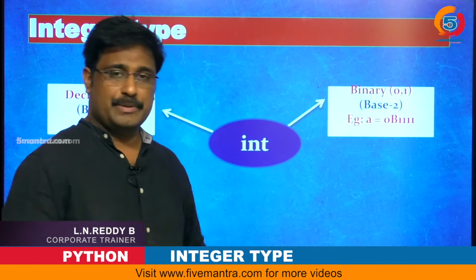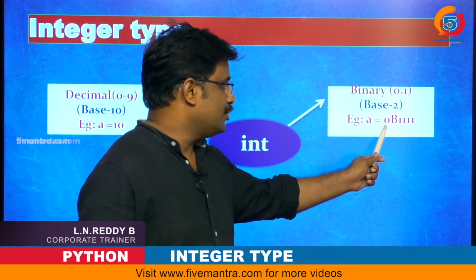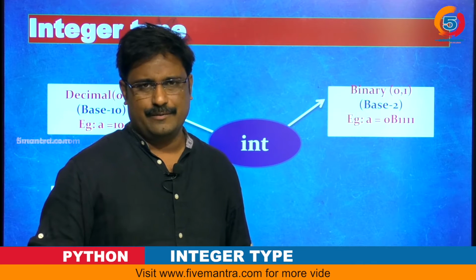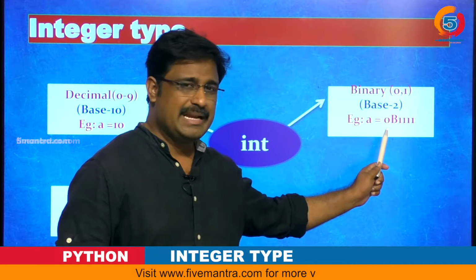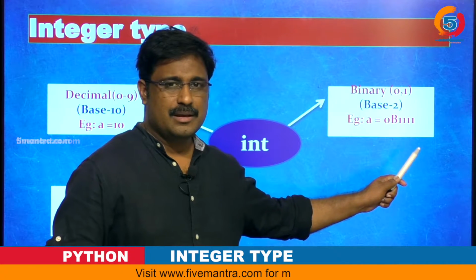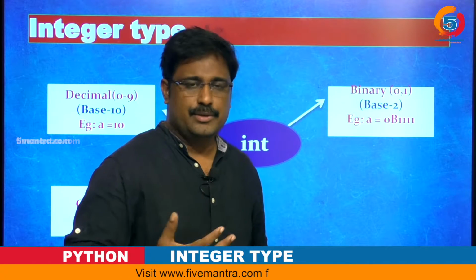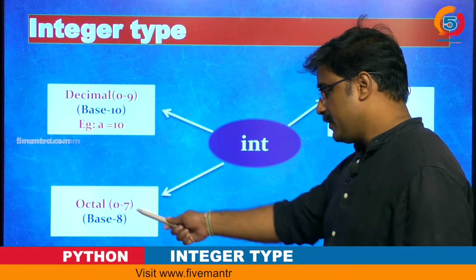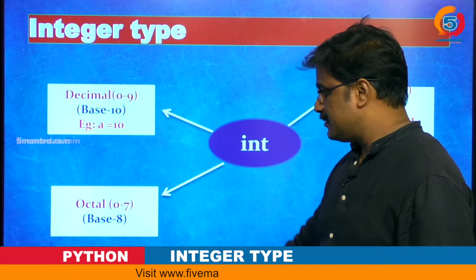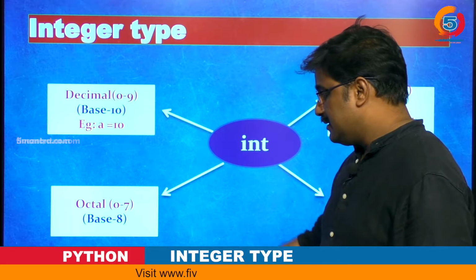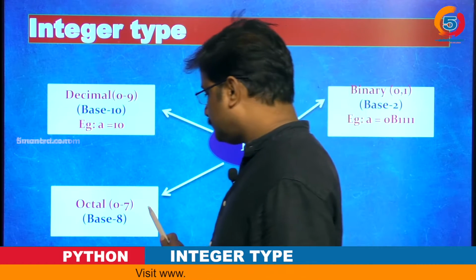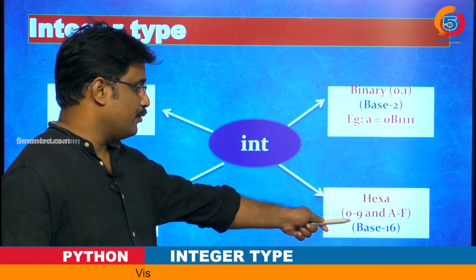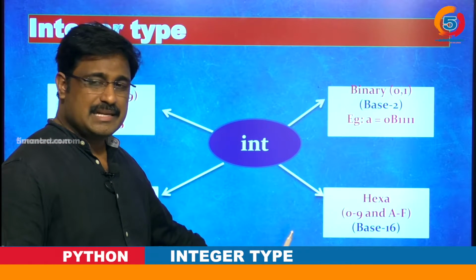Next, how to represent the binary number system: 0b1111. 0 or 1 we have to use whenever you want to represent a binary number, and 0b is the prefix. Next, another number system we have is octal, which uses 0 to 7, the base is 8, and it is represented with a prefix. In the same way, the hexadecimal number system uses 0 to 9 and a to f, and the base is 16.